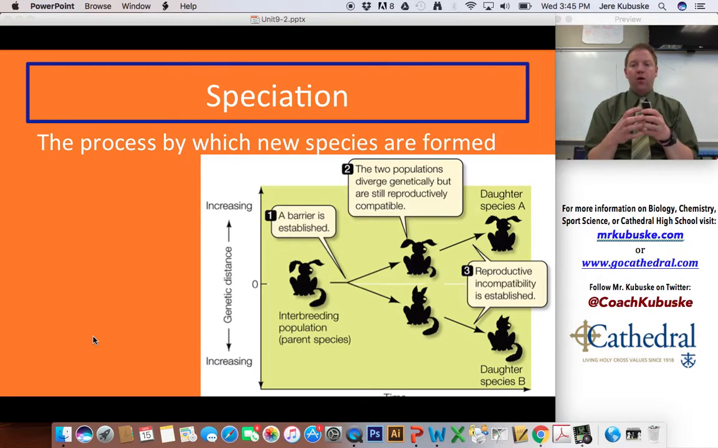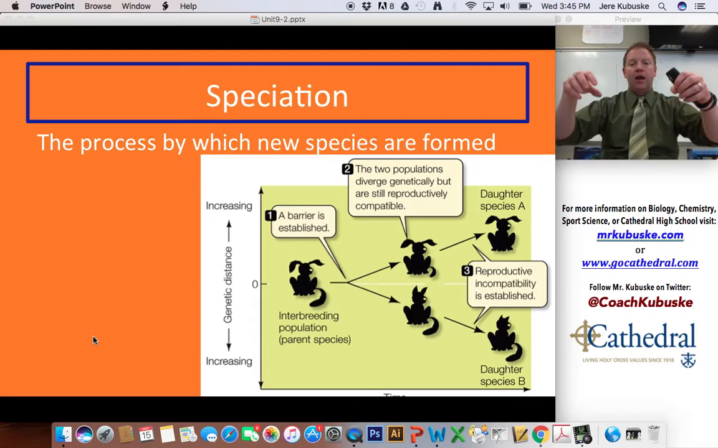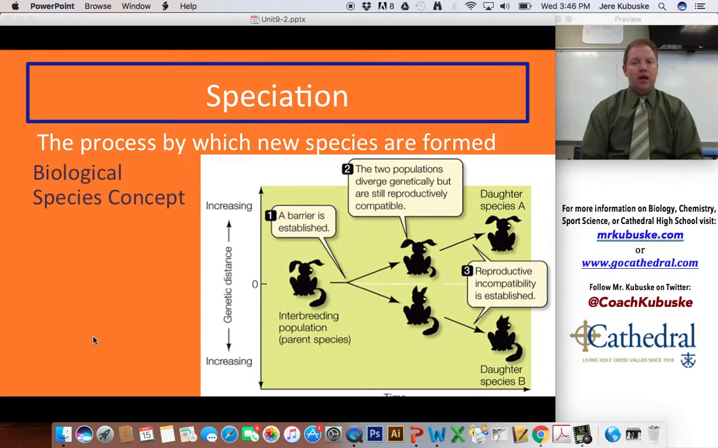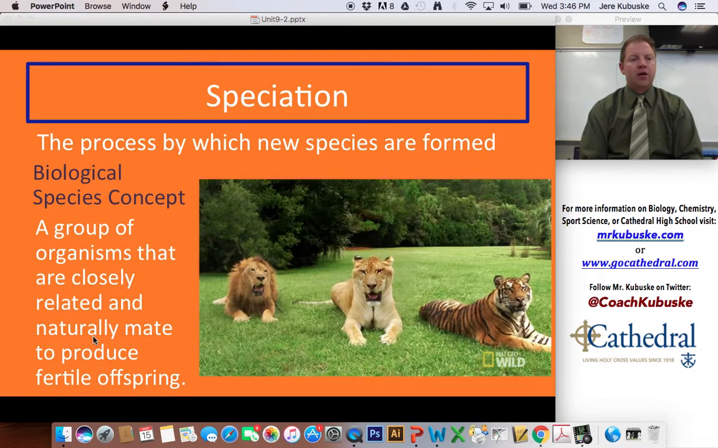Okay, we were all one. There was some type of isolation that occurred. We're now two different populations. As we go over time, we split more and more. We become more and more different, and eventually we can no longer reproduce with each other, and now we're two different species. Okay, a really good example of this would be lions and tigers, which we'll get into here in a second.